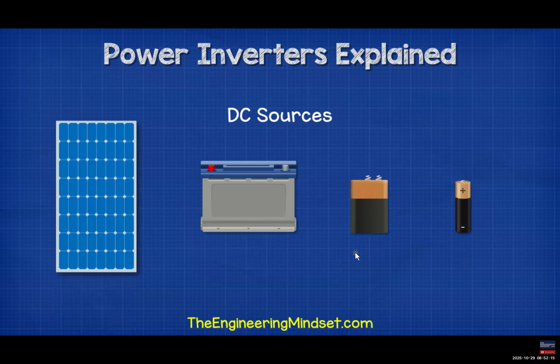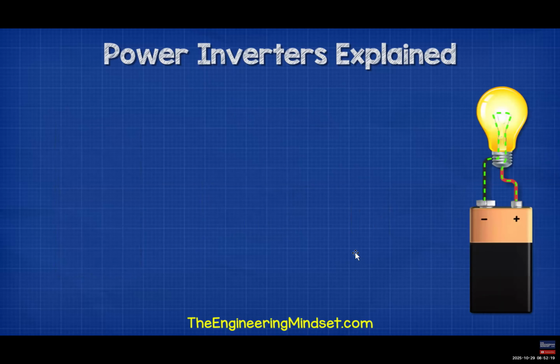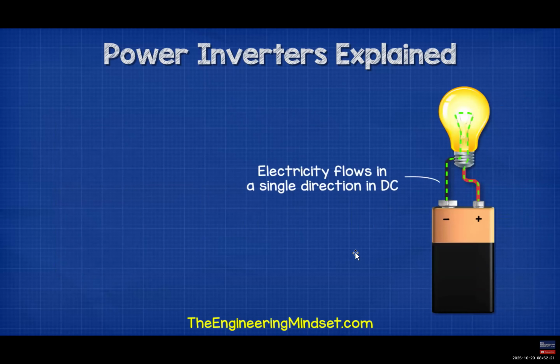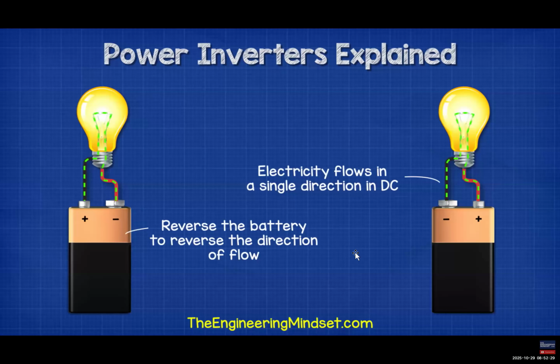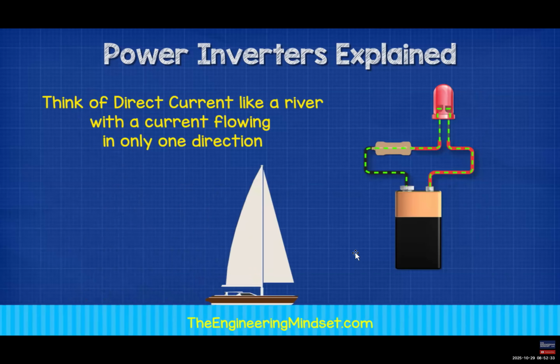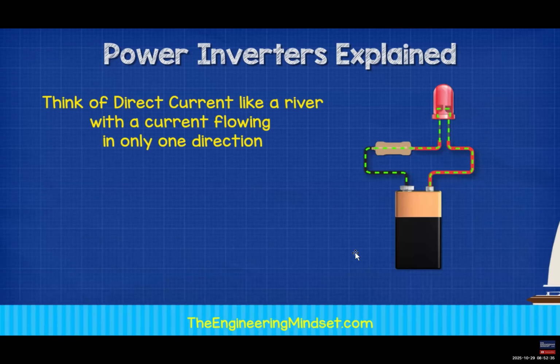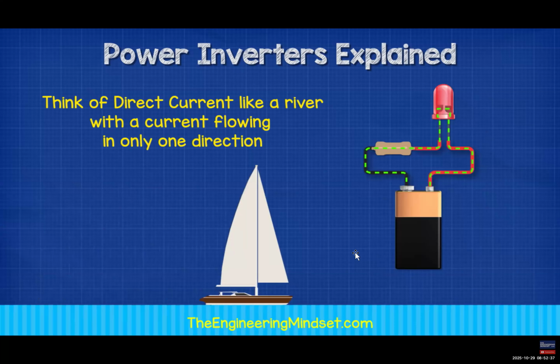The electricity from solar panels and batteries is known as DC electricity. And that's because this type of electricity flows in just one single direction. It flows from one terminal directly to the other terminal. If we reverse the battery, the electrons flow in the opposite direction. You can think of DC electricity like a river, with the current of water flowing in just a single direction.